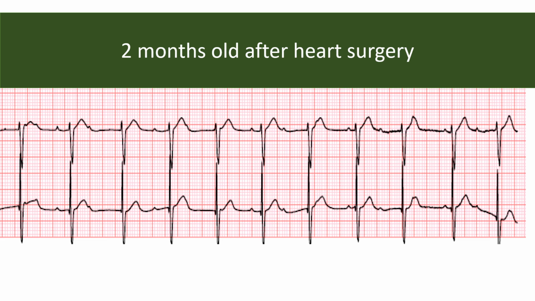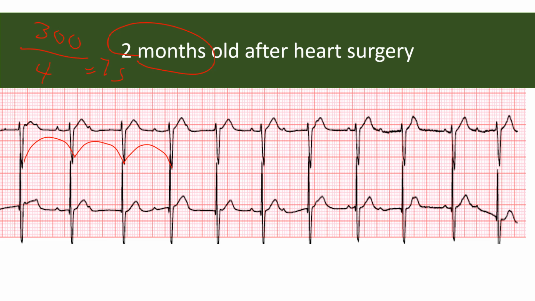This is an EKG for a 2-month-old after heart surgery. If we look at the rhythm here, the rhythm is regular. Heart rate: there are 4 large squares between the R waves, so 300 divided by 4 equals 75. 75 beats per minute for a 2-month-old is considered slow, so this is a bradycardia.